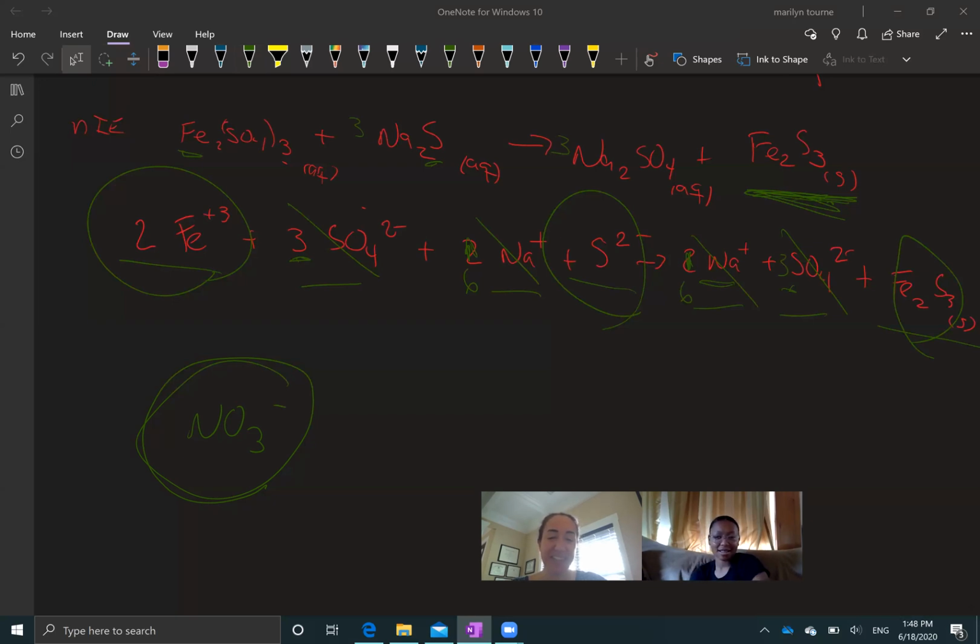Alkali and alkali earth metals are always soluble, as well as nitrates.